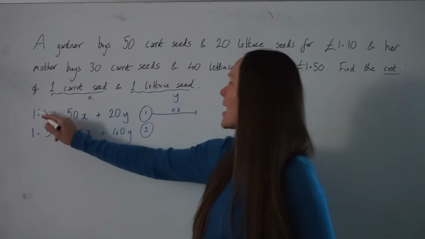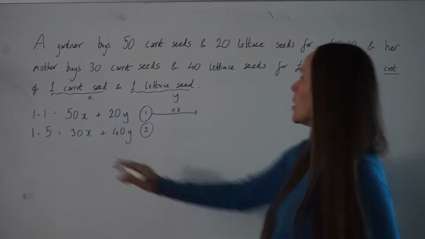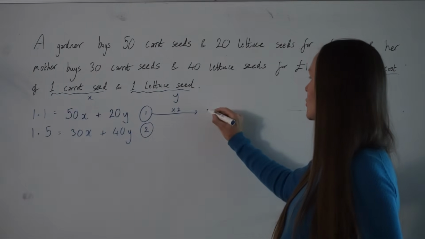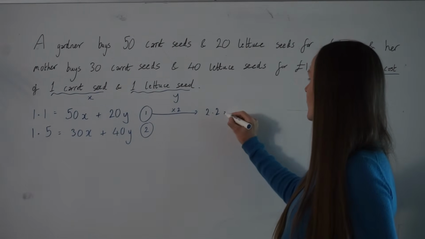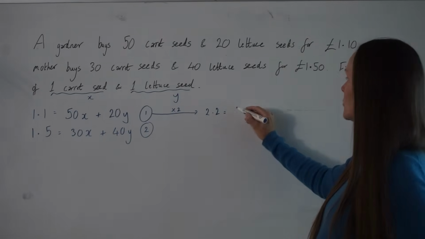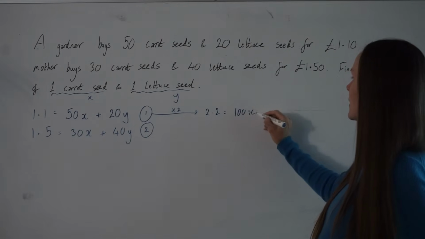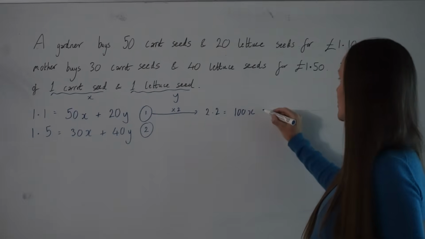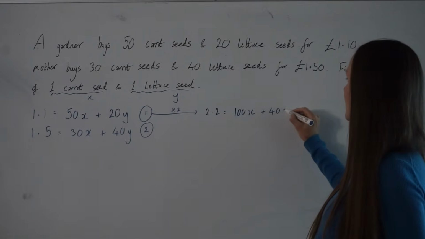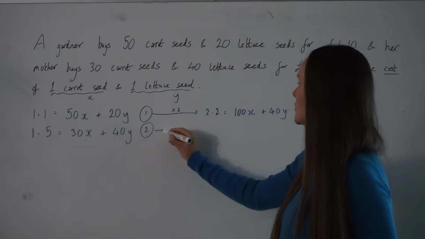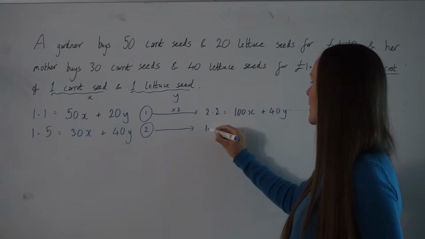So if I multiply everything in this top equation by 2, 1.1 multiplied by 2 is 2.2. 50x multiplied by 2 is 100x. And 20y multiplied by 2 is 40y. This equation here is just going to stay as it is, but I will write it out again.